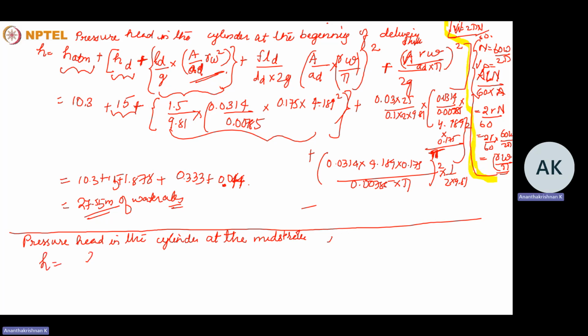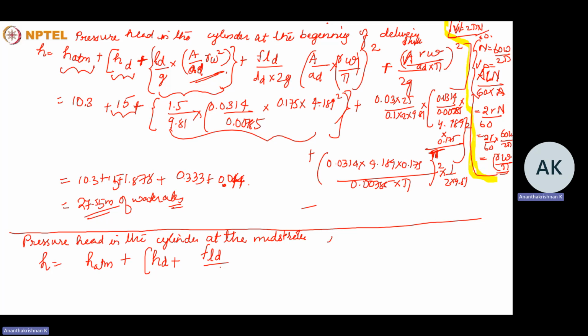the X will be given as the atmospheric head plus the delivery pipe head plus the friction head losses. But at the mid-stroke point, the inertial effects will come to be zero. It will change the direction from acceleration to the deceleration.